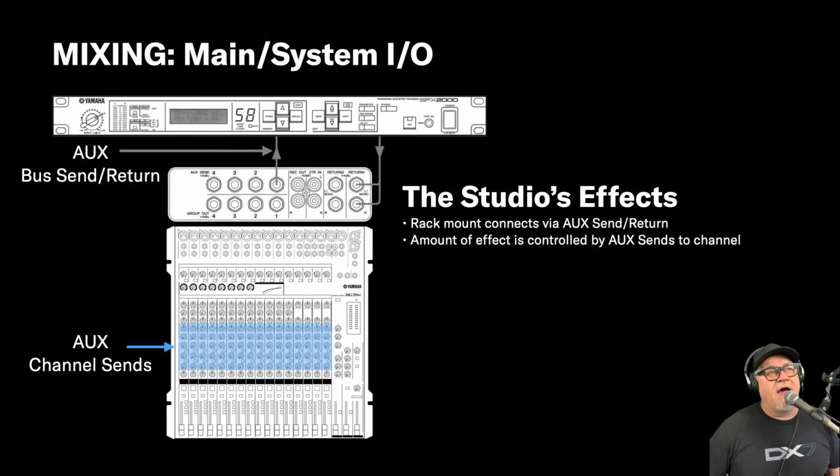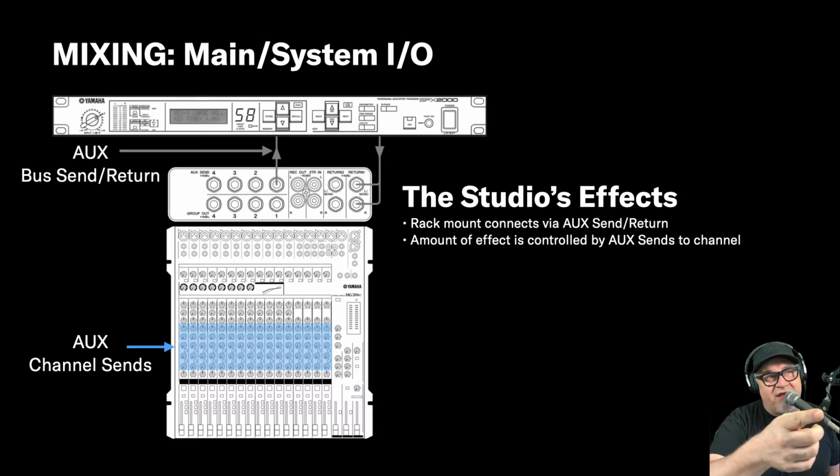Here's a concept. Thank you, Hape, if you're watching, for making the cool graphic of the SPX unit and the MG20. I added a few little things in here to point some stuff out, but let's look at, in a mixing console environment, the idea behind the main system I/O. So this is what I call the studio's effects. When you go into a recording studio, they have effects that they use in their mixing console that they send to each musician. So things like reverb is a great one.